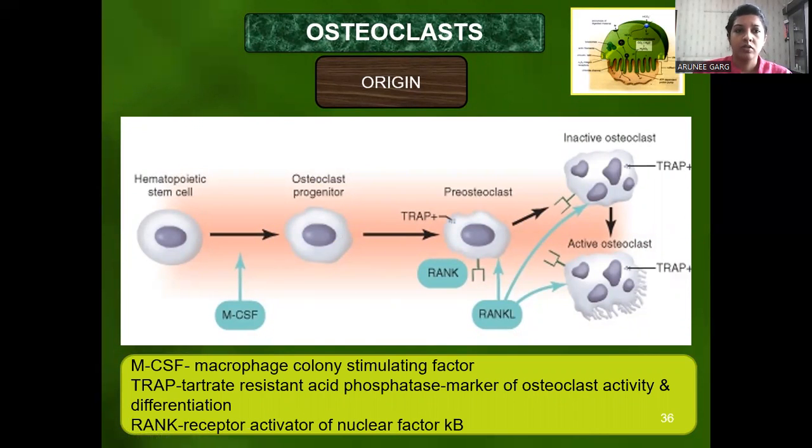Osteoclast. So the origin of the osteoclast is from the hematopoietic stem cell, which then forms the osteoclast progenitor, which then differentiates into a pre-osteoclast, which then forms an inactive osteoclast and a multinucleated osteoclast. Now, macrophage colony stimulating factor, TRAP and RANK, receptor activator of nuclear factor kappa B, these are important factors which are required in the formation of osteoclast.